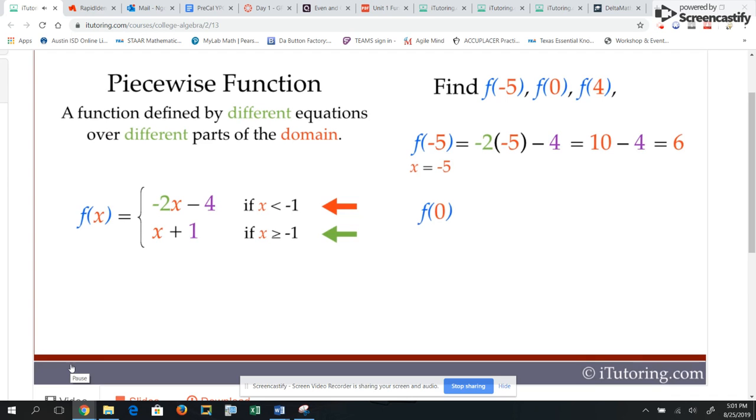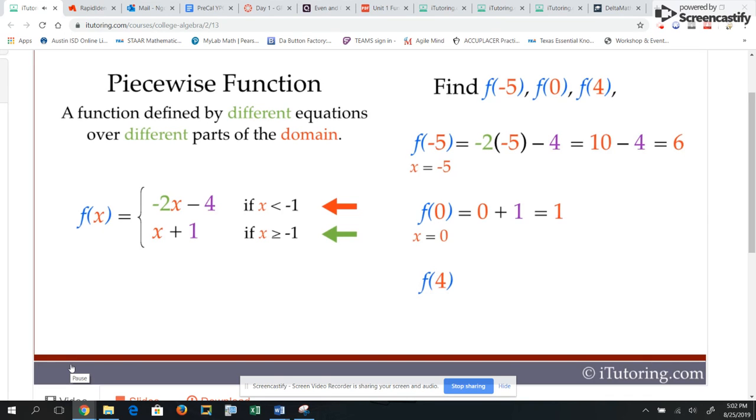Next, let's determine the value of f of 0. Here we have an x value that's equal to 0. We can look for the specific domain. Here we have our second domain, when x is greater than or equal to negative 1. Our function is defined as x plus 1, so this function then becomes 0 plus 1. 0 plus 1 is equal to 1, so f of 0 is equal to 1.